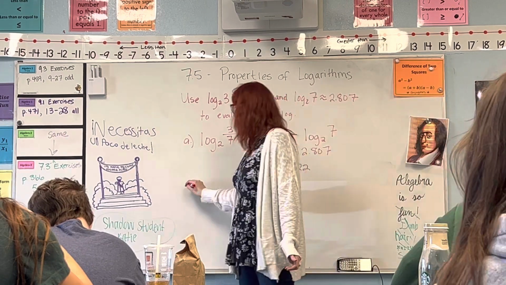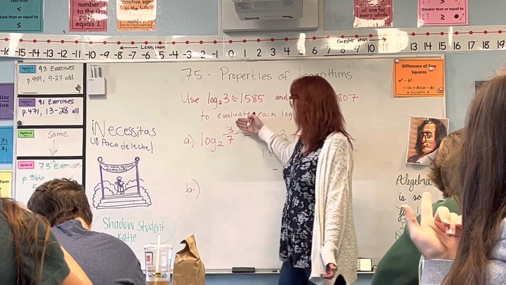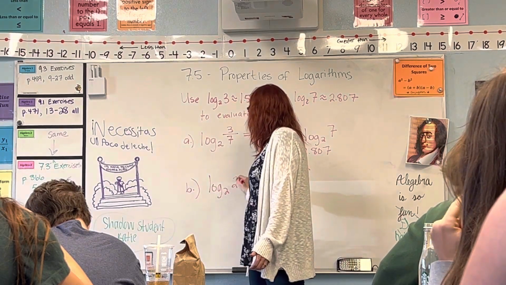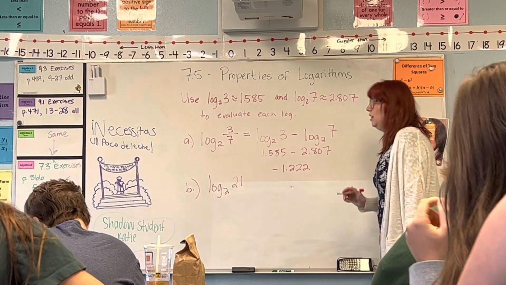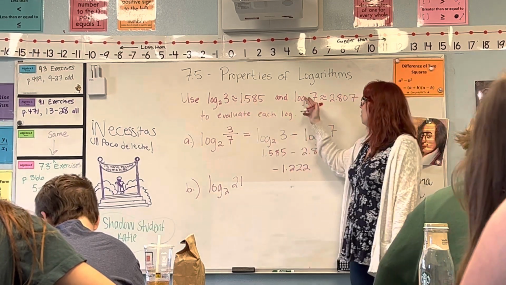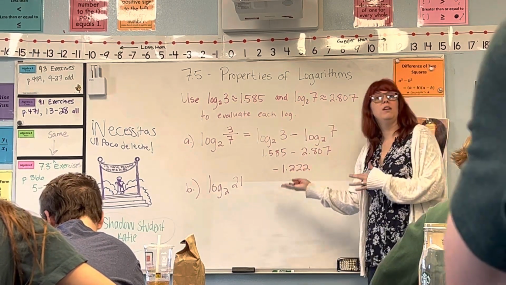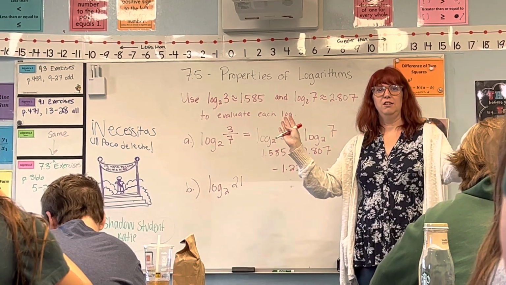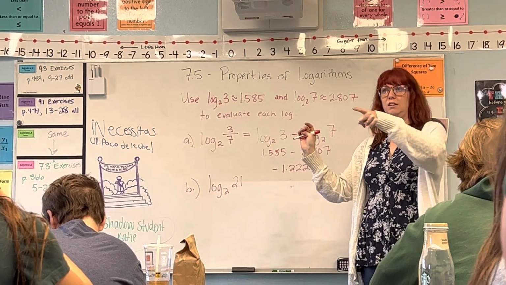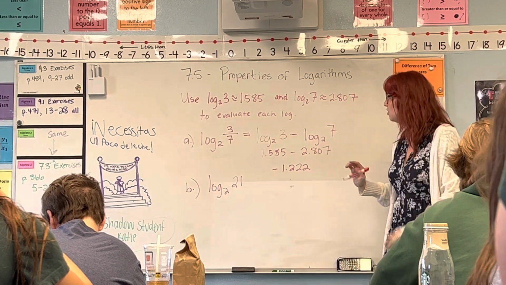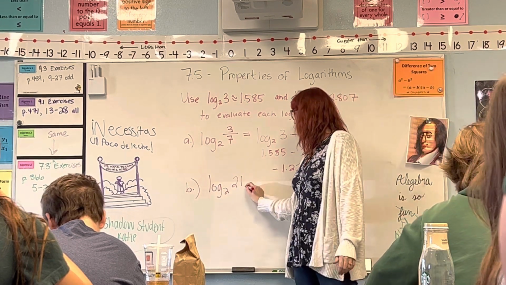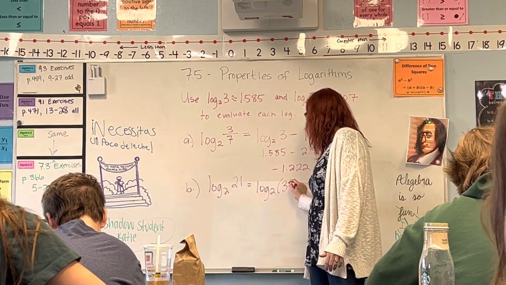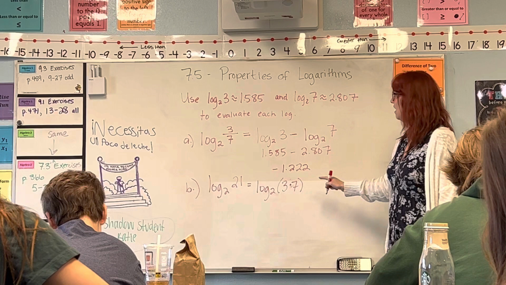Sometimes it's not written out as obvious like that, so you could have the log base 2 of 21. Well, I'm only given log base 2 of 3 and log base 2 of 7. Can I turn 21 into 3s and 7s? Yes. How do we do that? 3 times 7. Yeah, 3 times 7. So if I change 21 into 3 times 7, now we're getting to something that I can work with.